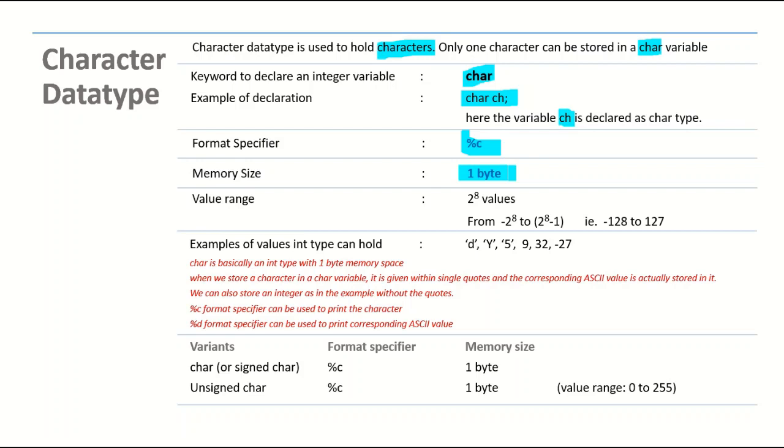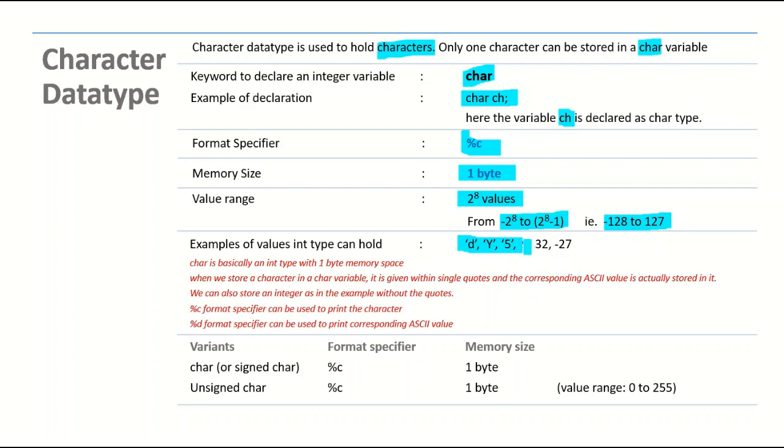It can take a value range from minus 2 raised to 7 to 2 raised to 7 minus 1, that is from minus 128 to 127. That is a total of 2 raised to 8 number of values. Examples of values are 'D', 'Y', '5'. These three are given in quotes. That means these are characters.